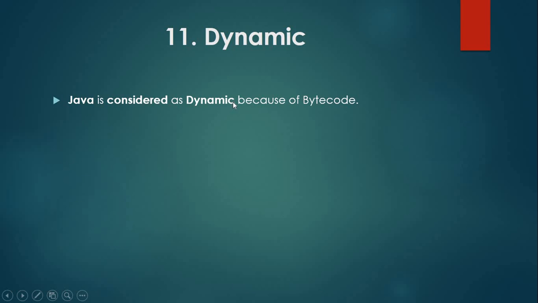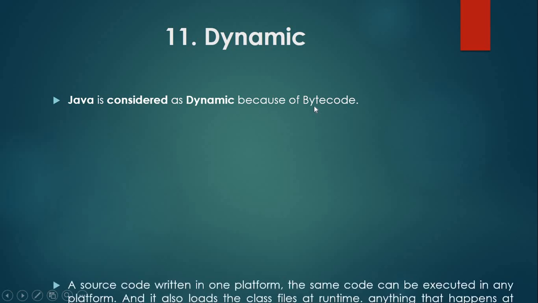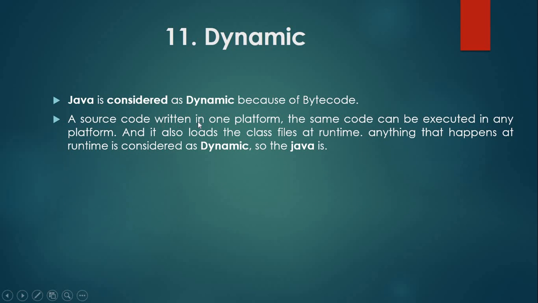Java is considered dynamic because of bytecode. A source code written on one platform, the same code can be executed on any platform, and it also loads the class file at runtime. Anything that happens at runtime is considered dynamic, so Java is dynamic. So these are the 11 features, or we can say characteristics, of Java.